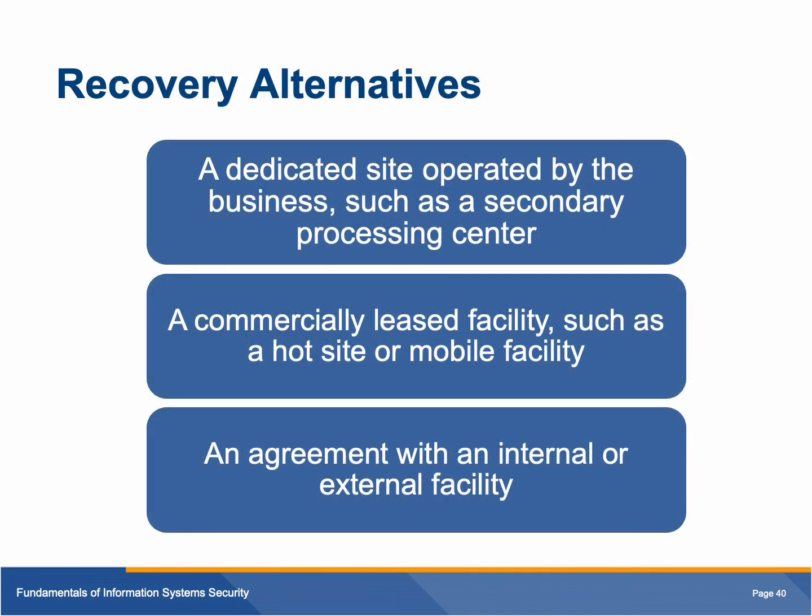So some different alternatives that we have: a dedicated site operated by us as a secondary processing center, a commercially leased facility, such as a hot site or a mobile facility, or an agreement with an internal or external facility. The most common would be the third one, unless you're a large organization that has multiple sites.